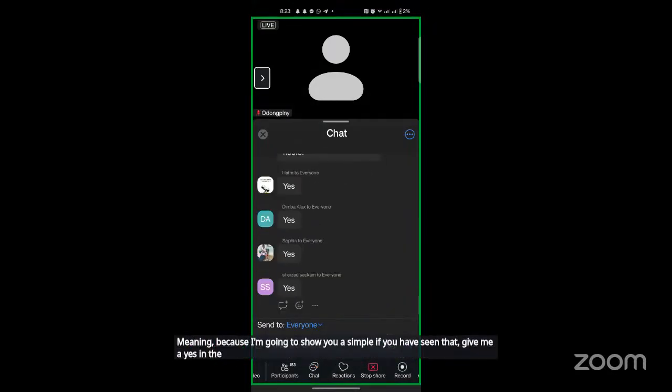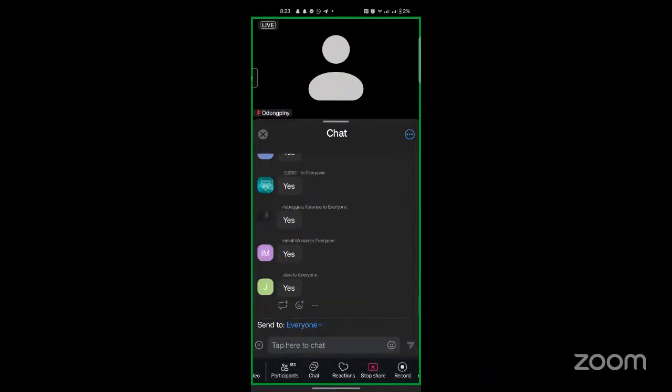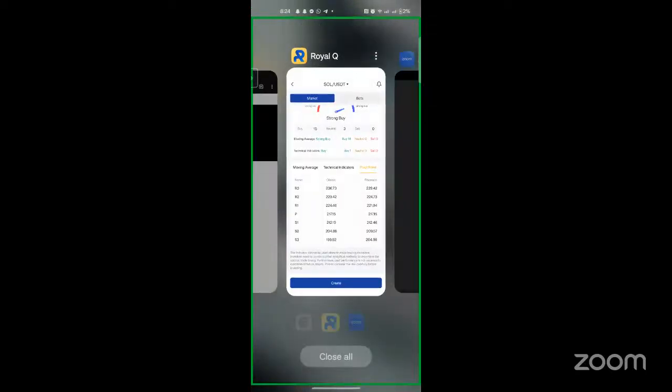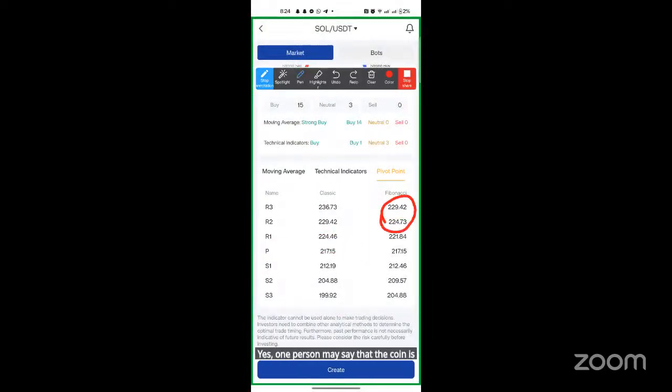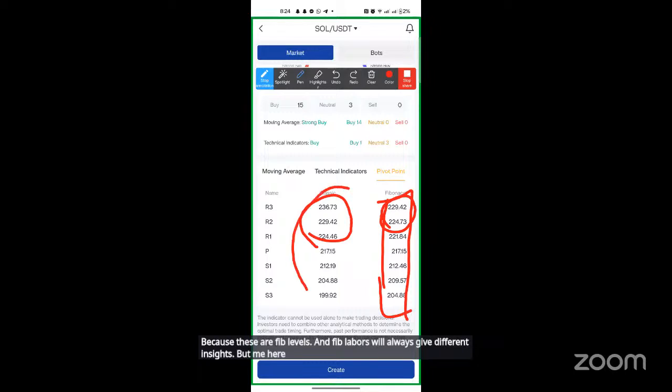So if I want to still trade Solana, yes, one person may say that the coin is higher risk. But to me, I still have some playing space. I told you when it comes to trading, we are different people. Me, I still see opportunity. Another person sees opportunity is done because these are fib levels, and fib levels will always give different insights. But me here, I see opportunity on Solana.